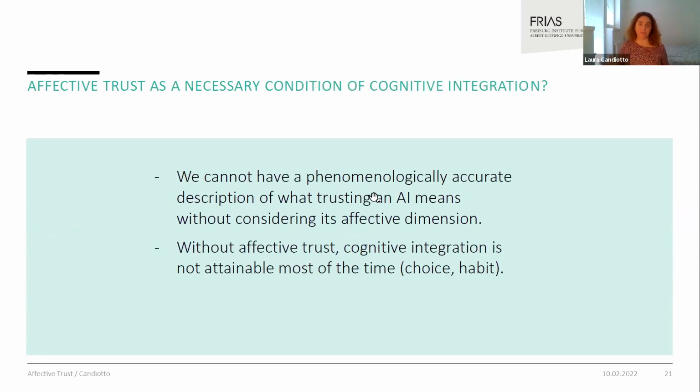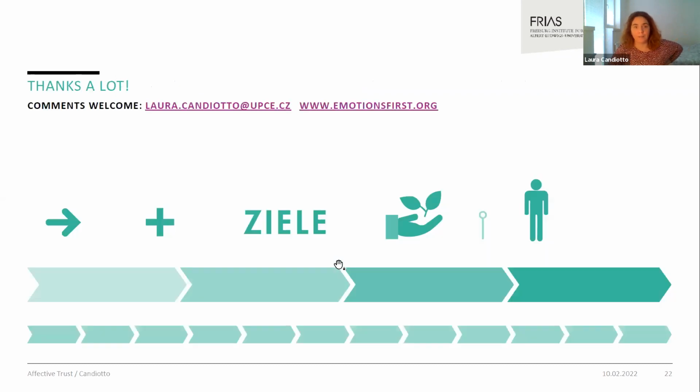So this is my last final question, and I let it open. I think that this is just my position, that we cannot have a phenomenologically accurate description of what trust in AI means without considering its affective dimension. But it seems that we can argue also for a stronger thesis, the one that says that without affective trust, cognitive integration is not attainable most of the time. I couldn't argue for it in detail now in this presentation, but my argument goes in this direction. But I let this as an open question for now.